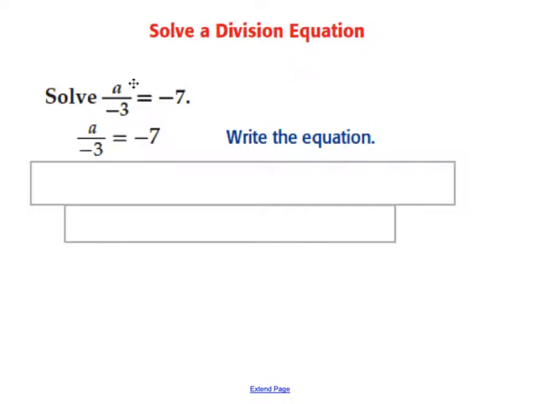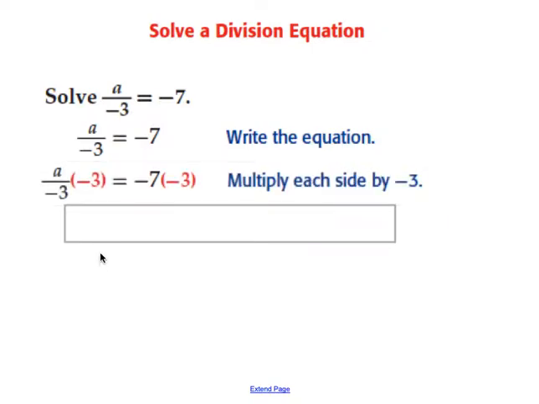So here we have a problem. It says a divided by negative 3 equals negative 7. What would the value of a have to be for that to be a true statement? Well, if a is divided by negative 3, we undo division using multiplication. So if it's divided by negative 3, we're going to do the opposite and multiply by negative 3. And make sure we do that on both sides.